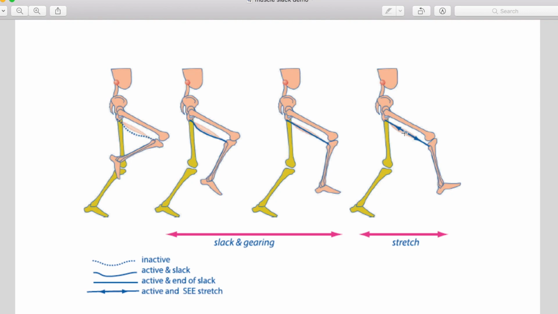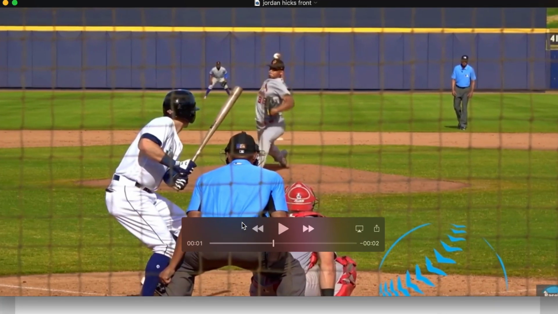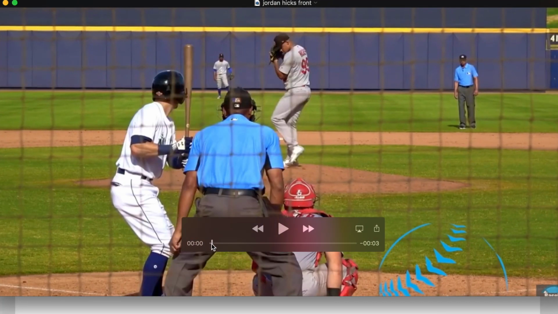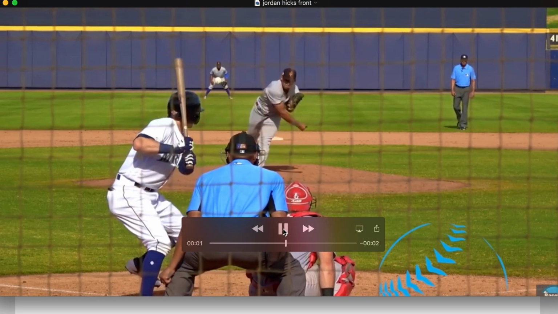So the reason that not all hip shoulder separation is created equal is because different athletes have different amounts of muscle slack. And we'll actually go into three different examples here. First, we're going to look at Jordan Hicks. So Hicks is our example of a guy who is wound pretty tight. He doesn't have a lot of muscle slack, so therefore he needs less range of motion in order to get his muscles to pull on each other. And I'll explain it here as we go through it.